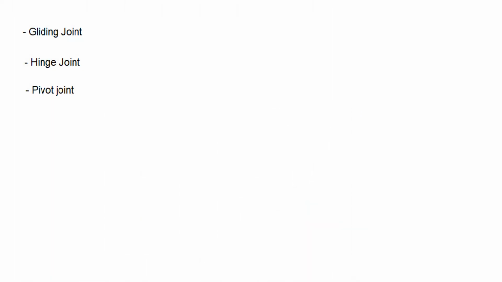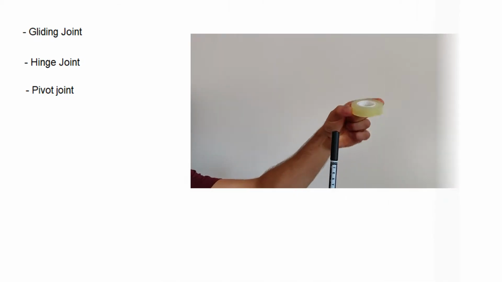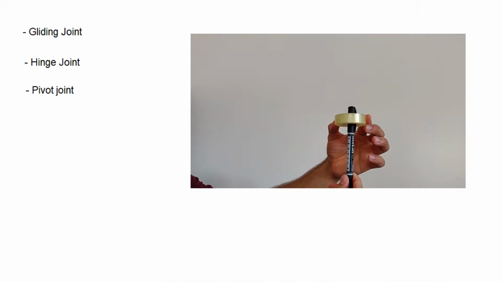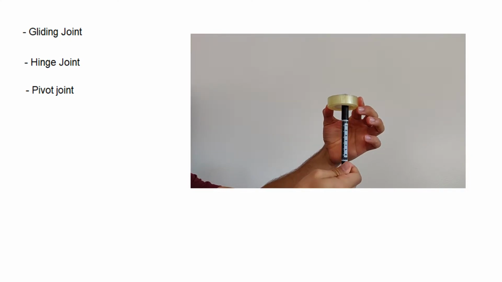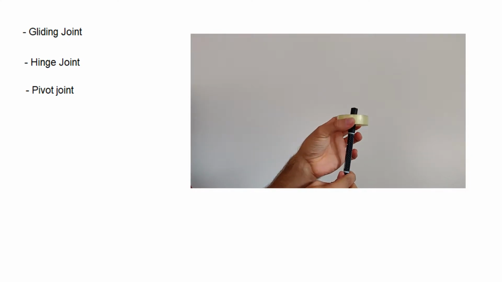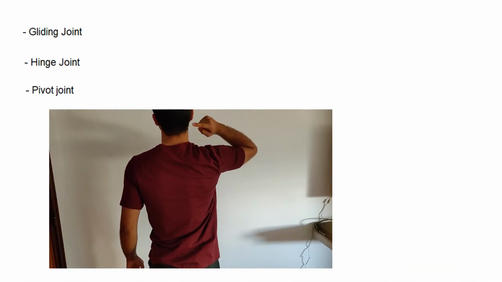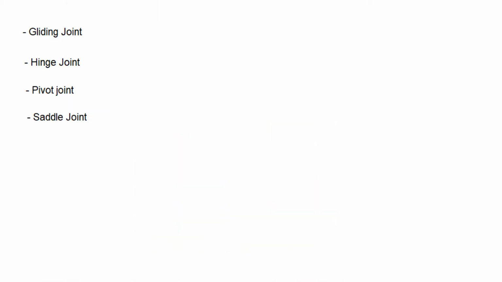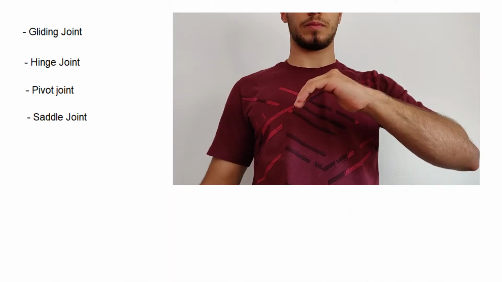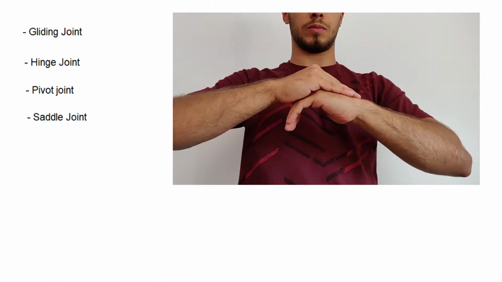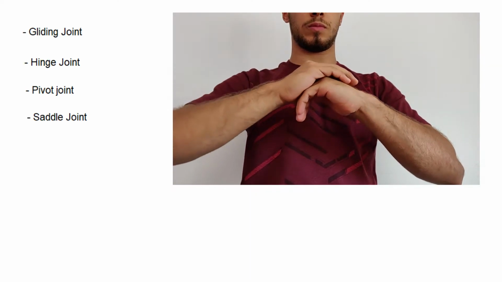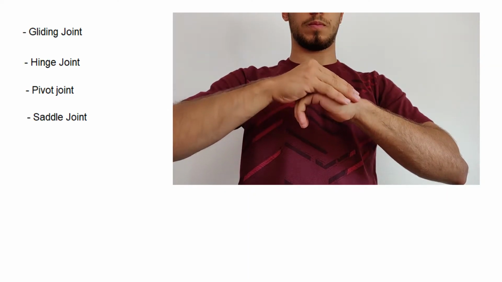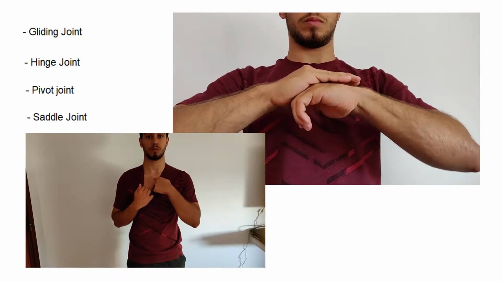Then the third is the pivot joint. In the pivot joint, we have cylindric articular surfaces that move along one axis or one plane. This is the example of the movement that exists, and the simplest example of this kind of joint is the C1, C2 joint. Fourth, we have the saddle joint, like a saddle of a horse, where a convex and a concave surface attach and move in two axes or two planes. We have the example of the sternoclavicular joint.